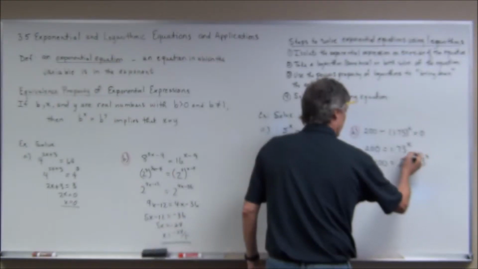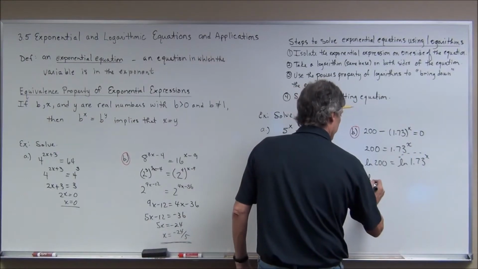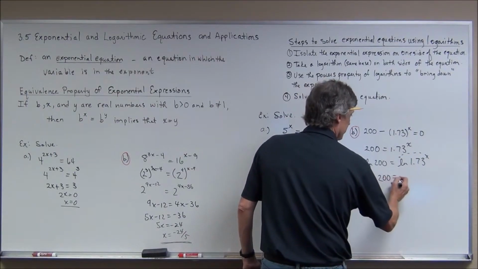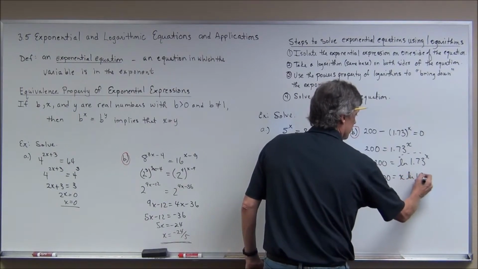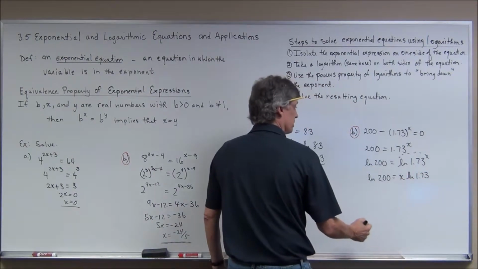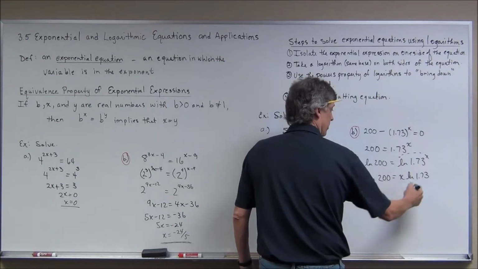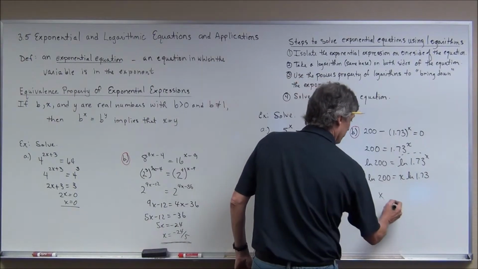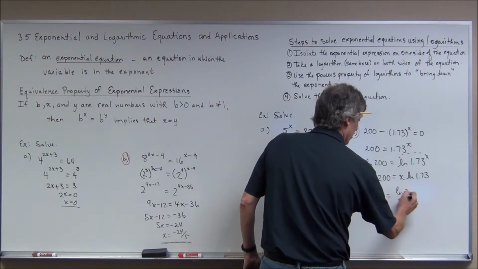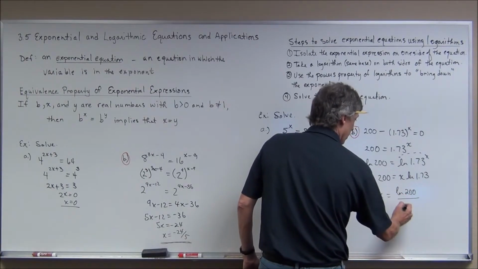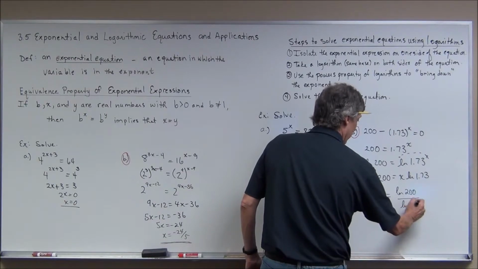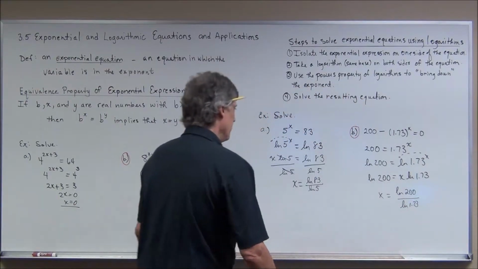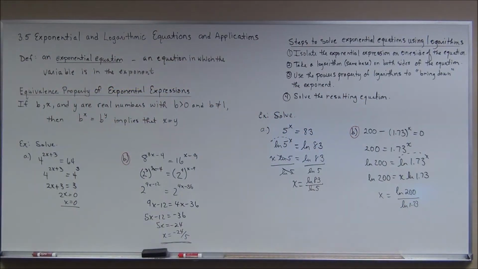I'm going to use that powers property, bring it out in front. And then I'm going to divide both sides to get the variable x all by itself by, and I'm going to flip-flop sides here, the natural log of 1.73. So I'd get the natural log of 200 all over the natural log of 1.73. And again, that would probably be a good enough answer that you could leave it in that form.